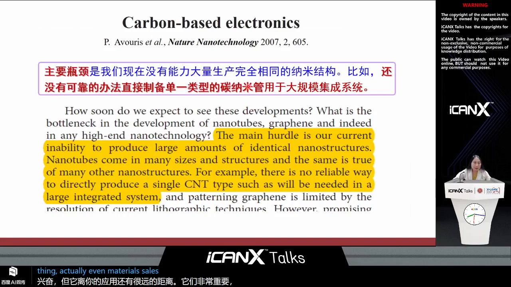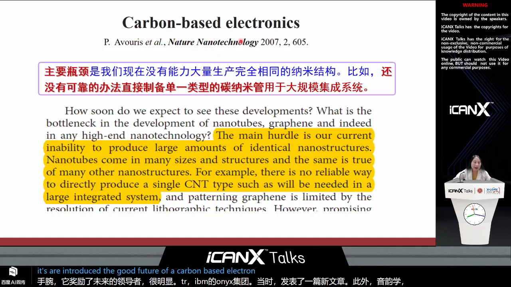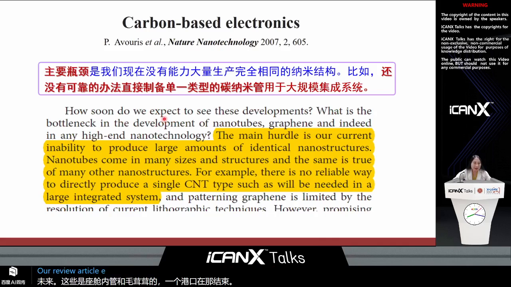Long time ago, 13 years ago, in the year 2007, Dr. Alvarez, who was the leader of the carbon nanotube based electronics group of IBM at that moment, published a review article in Nature Nanotechnology. It introduced the great future of carbon-based electronics based on carbon nanotubes and graphene. However, at the end of that review article, he discussed the main hurdle of this technique.